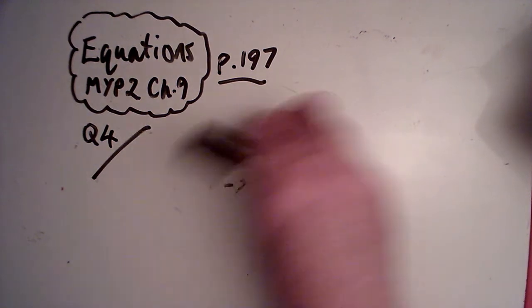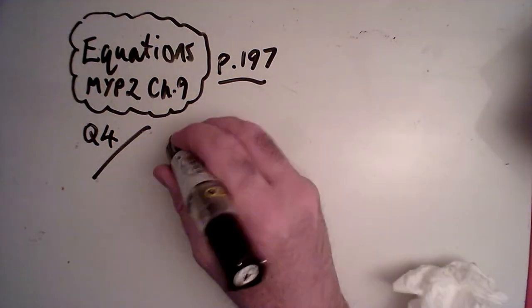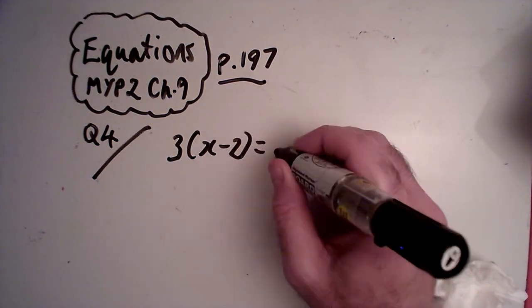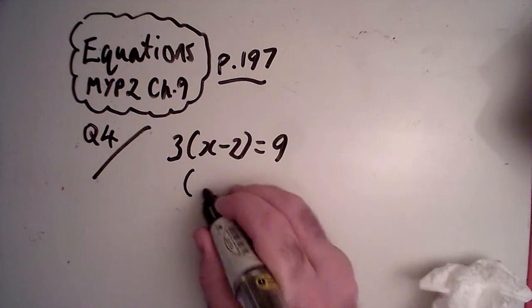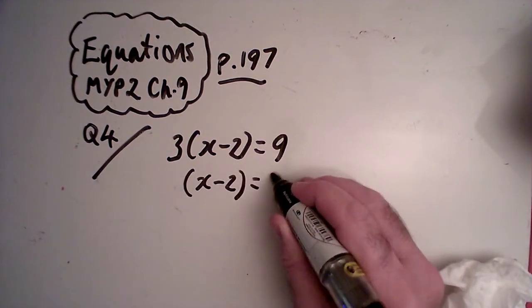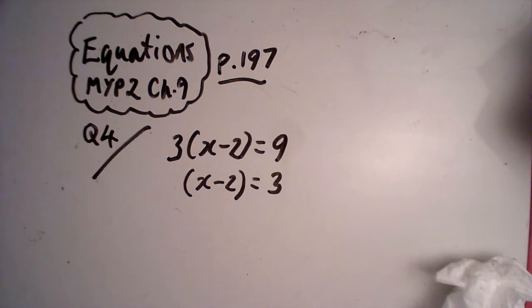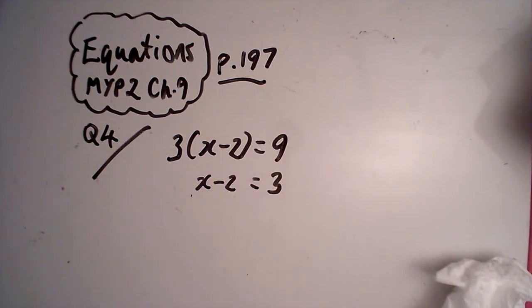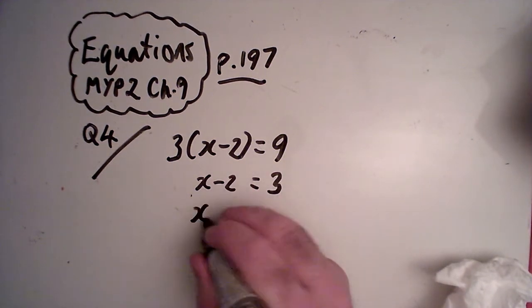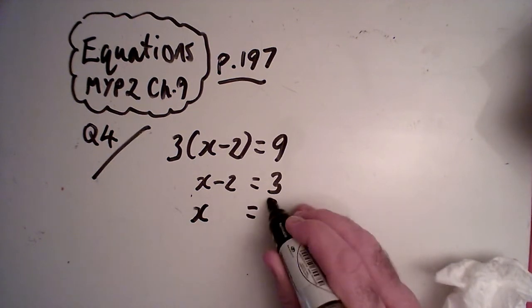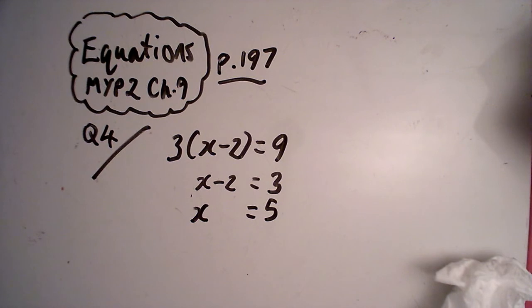Question G. 3(x - 2) = 9. So get the bracket on its own by dividing by 3, but I've got to divide the other side by 3 as well. So x - 2 = 3. Don't need the brackets anymore. x - 2 = 3. I'd like to get x on its own, so I need to add 2 to get rid of the minus 2. Then I've got to do the same the other side. So adding 2 to both sides, x = 5. Next one.